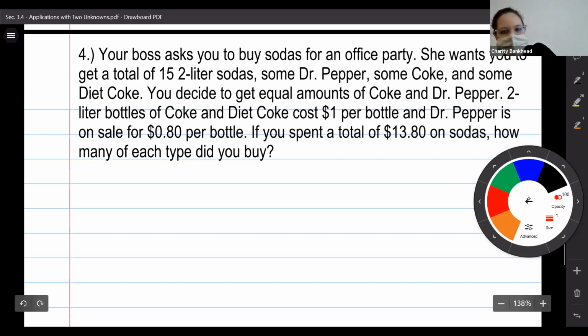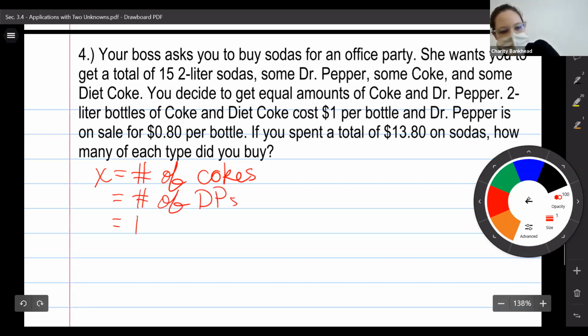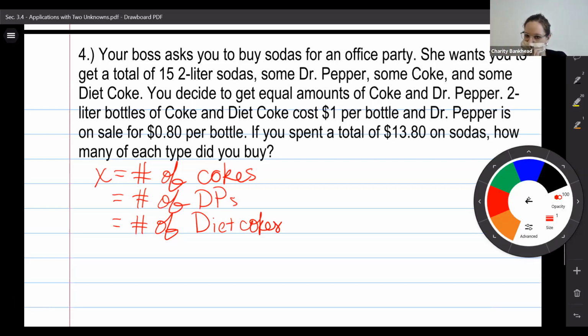So let's just say that x equals number of Cokes. All right, and then we also want to write down an expression for number of Dr. Peppers and number of Diet Cokes. Okay. So using the same variable of x, what would represent the number of Dr. Peppers?